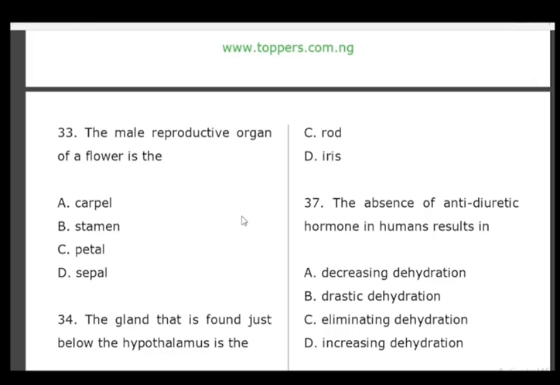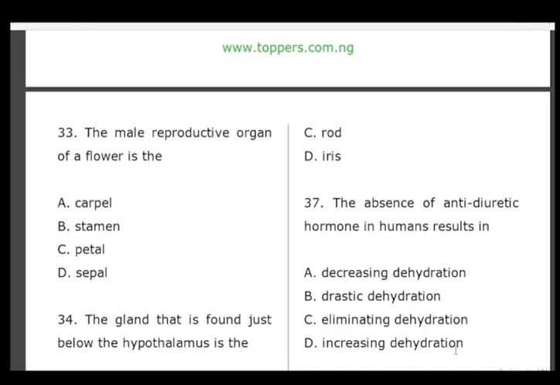Now, the major function is to prevent water loss, so that the kidney is able to carry out reabsorption of water, because the inefficiency of the kidney to carry out reabsorption of water can result in what we refer to as diabetes insipidus. So the major function of the antidiuretic hormone is to prevent water loss. Now, the absence of the antidiuretic hormone in humans will result in increasing dehydration.